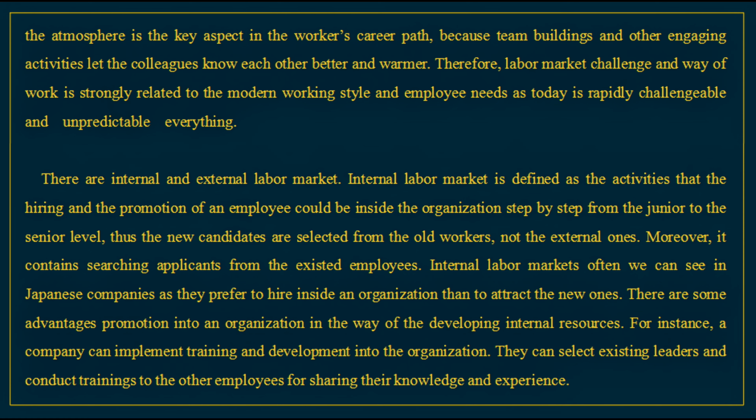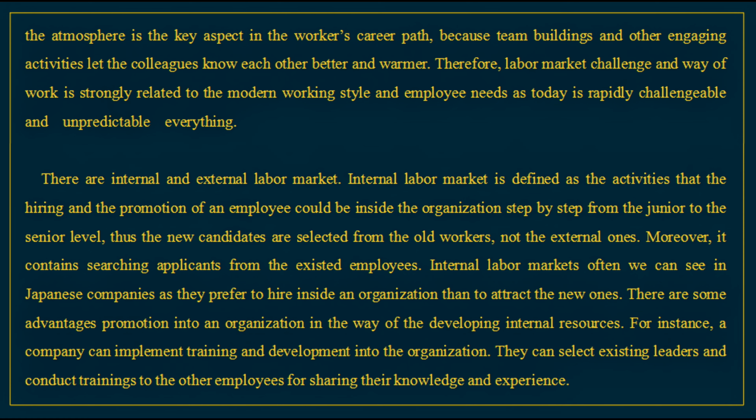Therefore, labor market challenge and way of work are strongly related to the modern working style and employees' needs, as today everything is rapidly changing and unpredictable. There are internal and external labor markets. Internal labor market is defined as the activities where the hiring and the promotion of an employee happen inside the organization, step by step from the junior to the senior level. Thus, the new candidates are selected from the old workers, not the external ones. Moreover, it contains searching applicants from the existing employees.